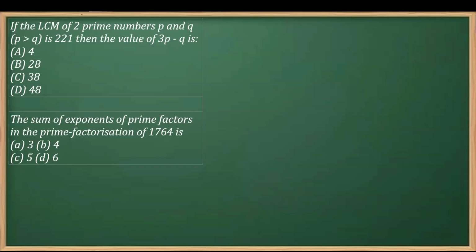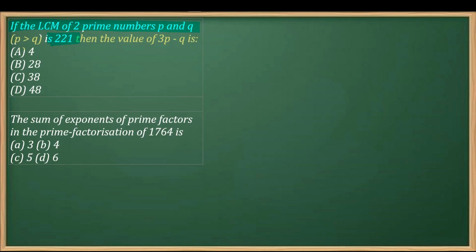In this video, we are going to do two questions. These are the two questions from the chapter Real Numbers. Now, if I see the first question over here, it says if the LCM of two prime numbers P and Q is 221, where P is greater than Q. And what else we have to find out is the value of 3P minus Q.